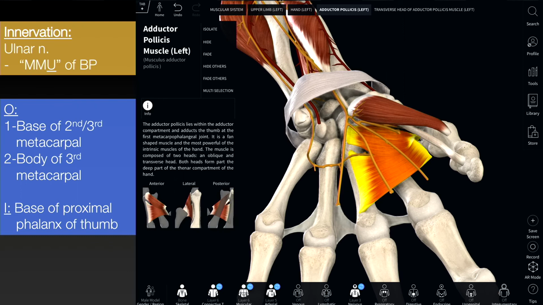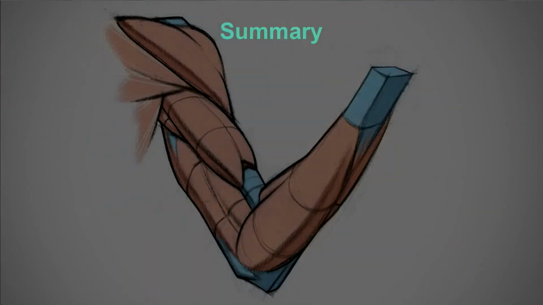Strongest intrinsic muscle of the hand. Really allows the opposable thumb to grasp and clamp, pick up things, use tools.